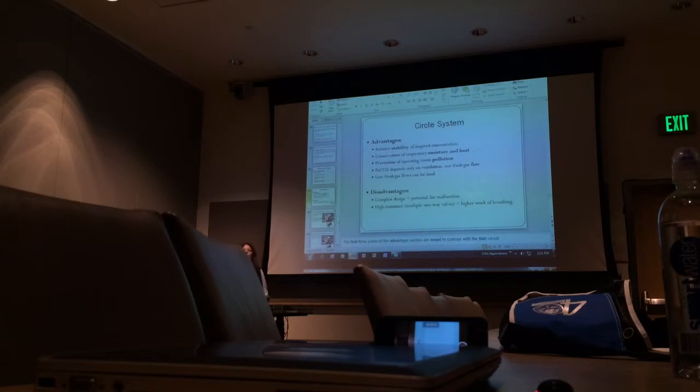Circle system, again, when you hear this, that means it's the whole entire breathing system with the patient tubing. And some of the disadvantages of this is there is a potential for malfunction. If there's going to be a leak in the machine during a case, it's generally in these disposables, the bag or the actual patient circuit. Could be the sample line also.